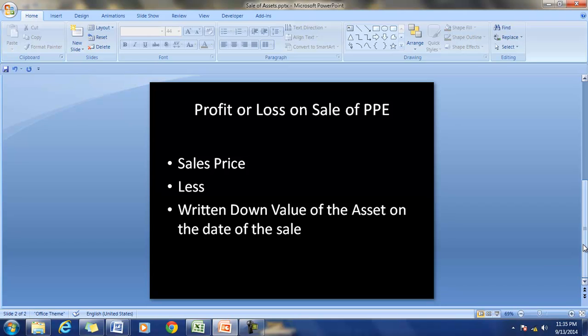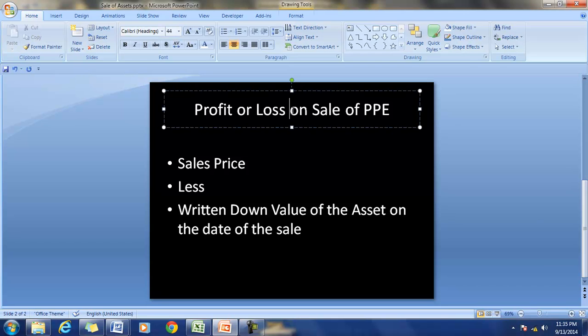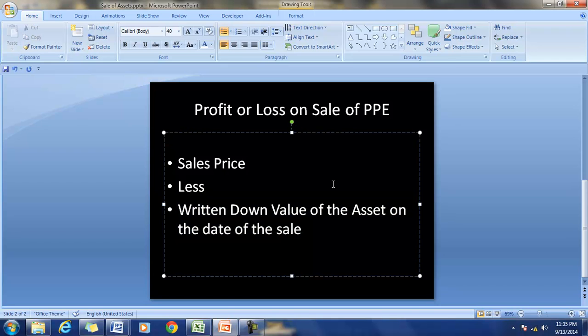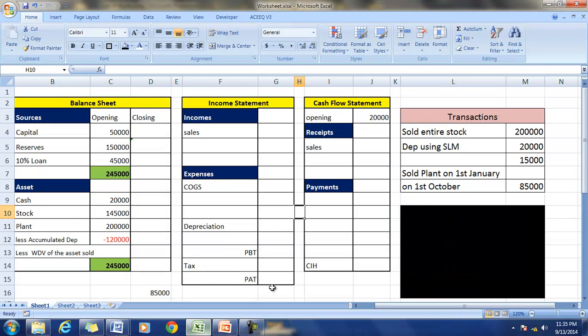The property, plant and equipment, when they are sold, the profit or loss is determined by deducting the written down value of the asset as on the date of the sale from the sale price of the assets. The written down value of the asset is equal to the total cost of acquisition of the asset minus the accumulated depreciation as on the date of the sale. Let us take an example to understand that.